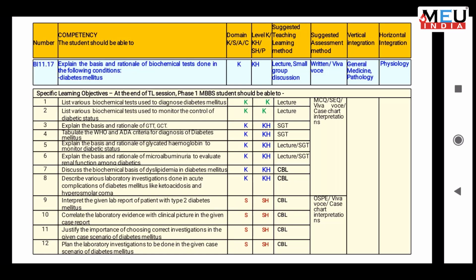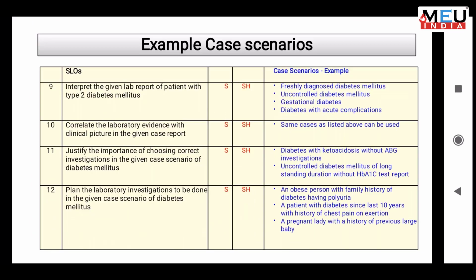The teaching learning method would be a case-based discussion, and assessment methods would be OSPE, viva, or case chart interpretations. So how to choose some of the cases for these SLOs? Like for example, the first one, if we interpret the given lab report of a patient with diabetes, we can use either a case of freshly diagnosed diabetes, uncontrolled diabetes, gestational diabetes, or diabetes with acute complications, or similar things like that.